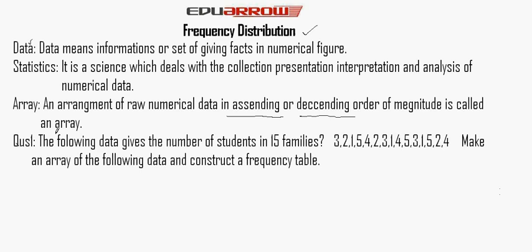Now we discuss the following data, which gives the number of students in 15 families. This is the raw material. Now we make an array of the following data and construct a frequency table. First, arrange the given data in ascending order. Take first 1, 1 and 1.